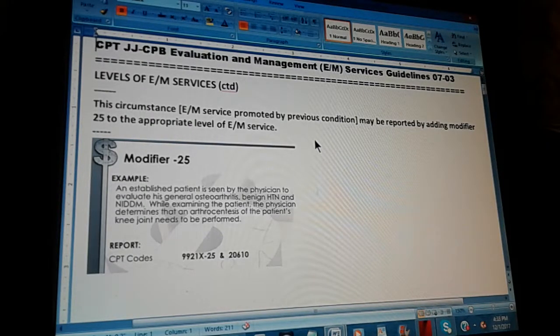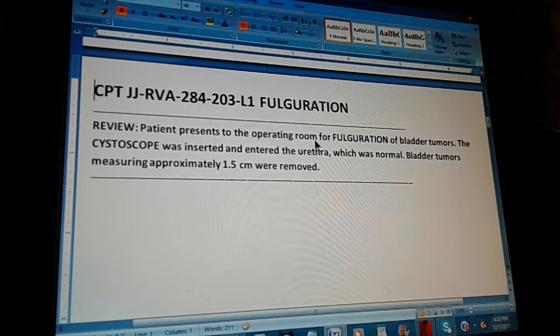Now let's do a problem. Ready, set, go. All right. CPT JJ-RVA, page 284, exercise 203, and this is a level 1 exercise. And the keyword is fulguration, right? Now, can you read the problem?